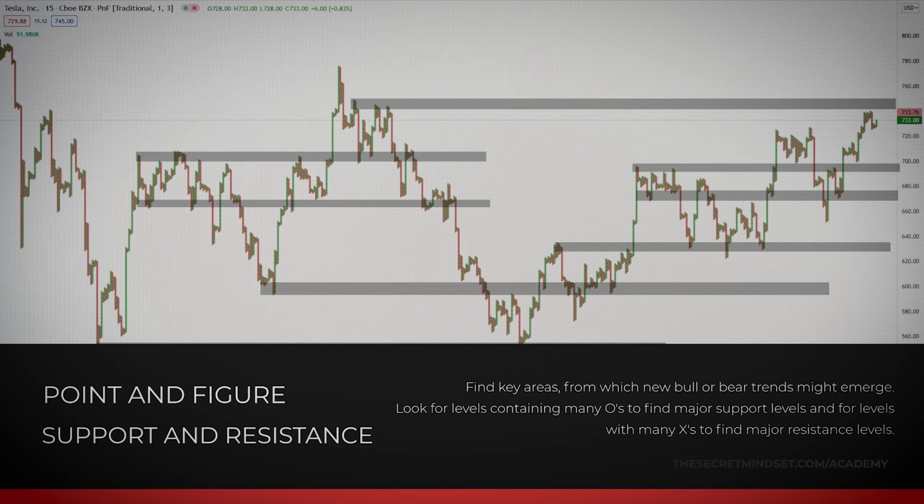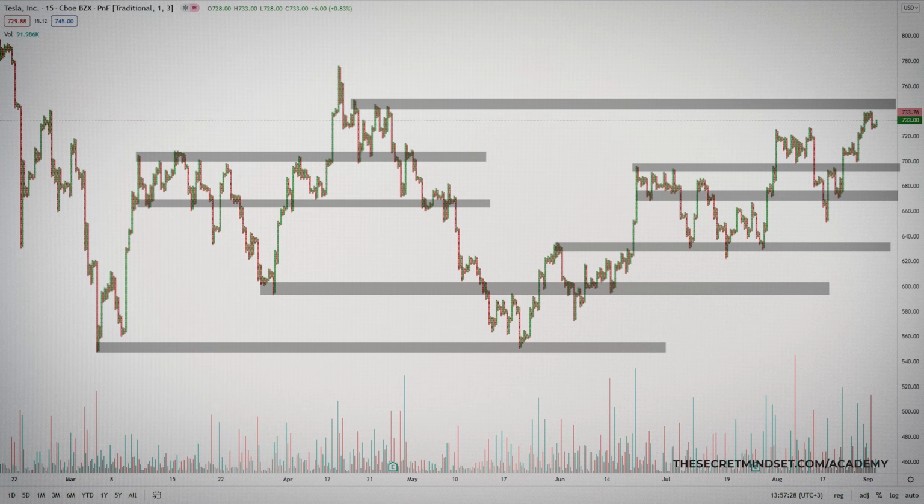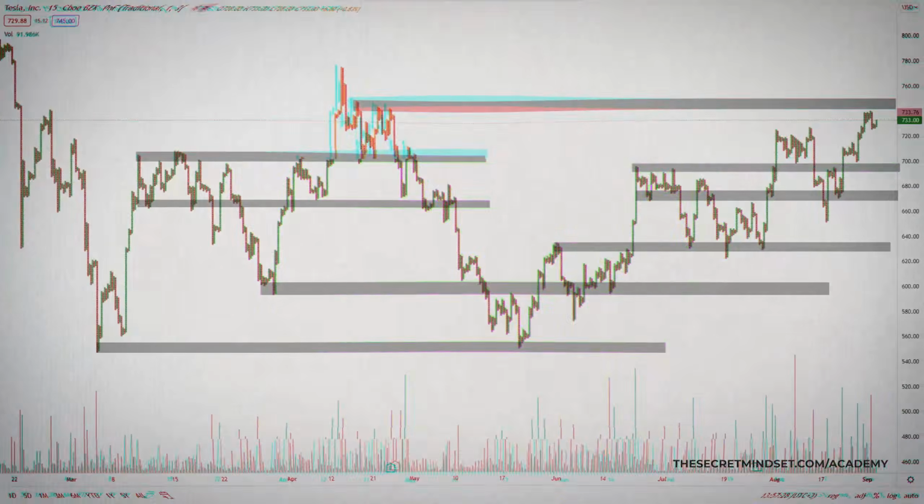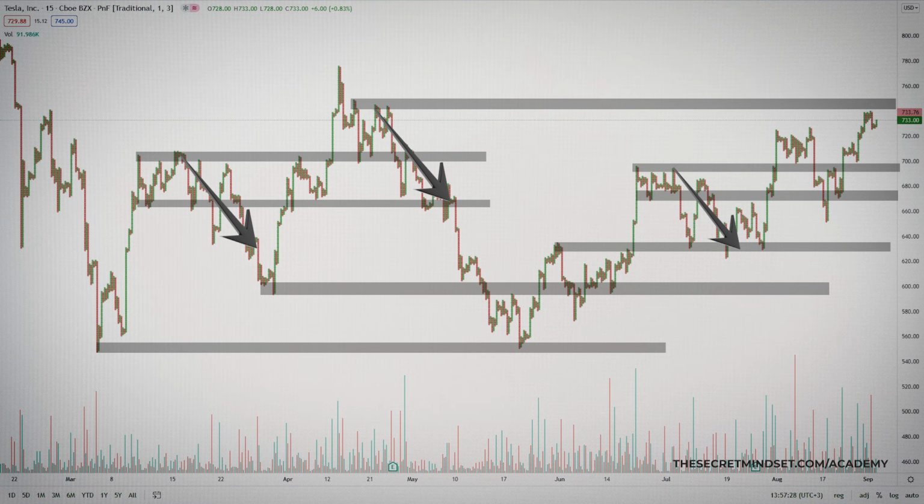These are key areas from which we will be actively watching for new point-and-figure bull or bear trends to emerge. At support, we will look for further confirmation such as selling climaxes, particularly if on high volume, but this is a more advanced topic for another video. Conversely, pay attention when price is reaching areas where they find major resistance. These are levels at which the next price moves are likely to be downward.